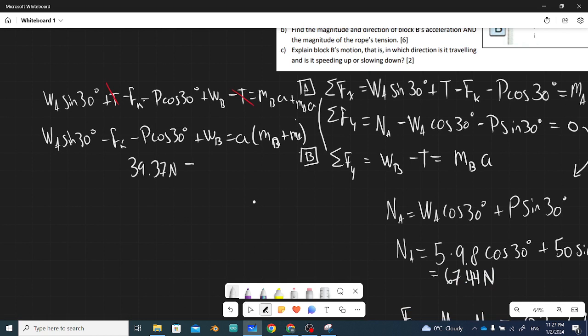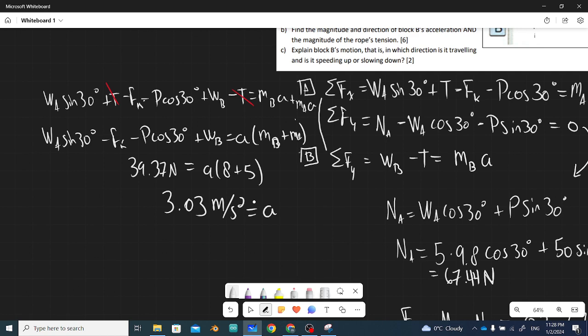So that leaves us with 39.37 newtons is equal to A, and then I'm just going to replace, so that's 8 plus 5. All right, so let's divide by 8 plus 5, so by 13. So 39.37 divided by 13 is 3.03 meters per second squared is equal to A.